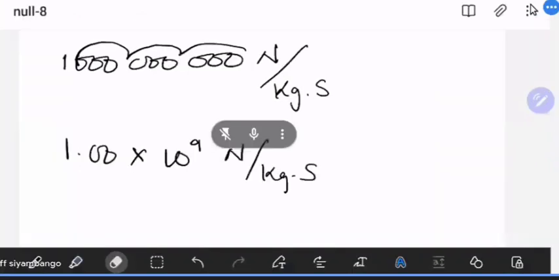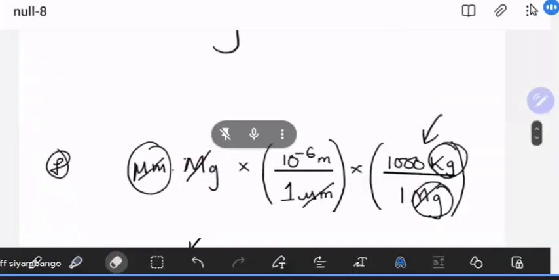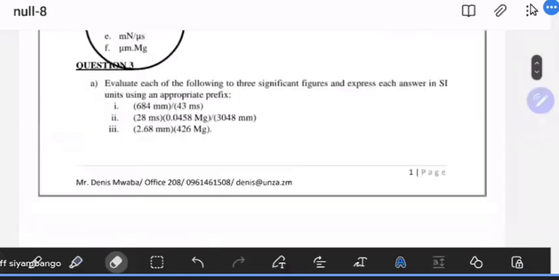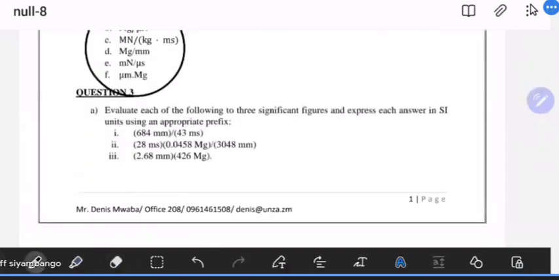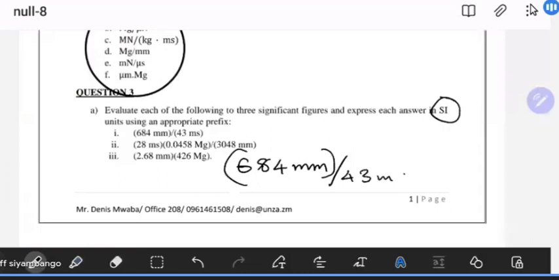Okay, so that sorts out question 2. Let's look at question 3. Question 3 now, it's basically the same thing, but what are they saying? Evaluate each of the following to 3 significant figures, express each answer to SI units using the appropriate prefix. Okay, so we have the first one, that's 684 millimeter over 43 millisecond.